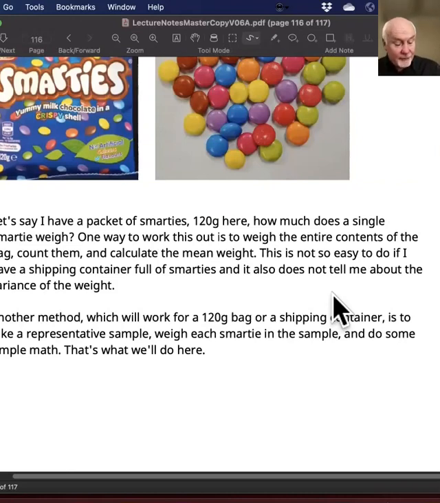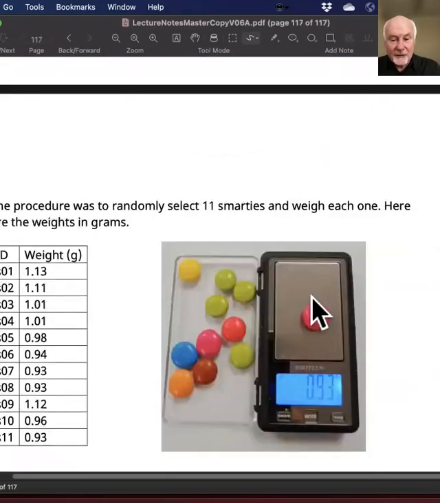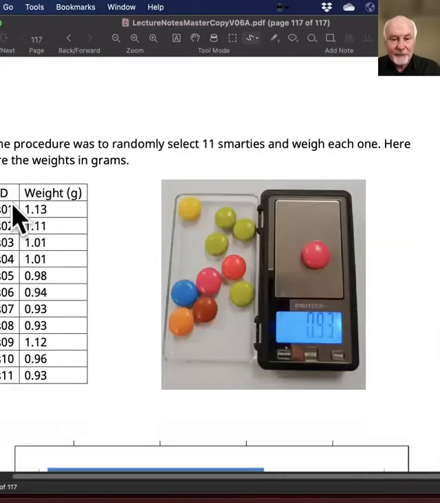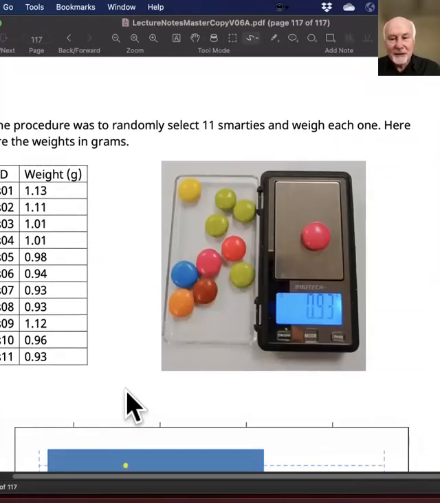Now, so that's my sample. So there's my sample. There's 11 Smarties, and I weighed them with a little pair of scales that claim to be accurate to I think it's 100th of a gram, and I have checked them against calibrated weights, and they're pretty good. Okay, so I'm fairly comfortable using 2 decimal places there with the weights.